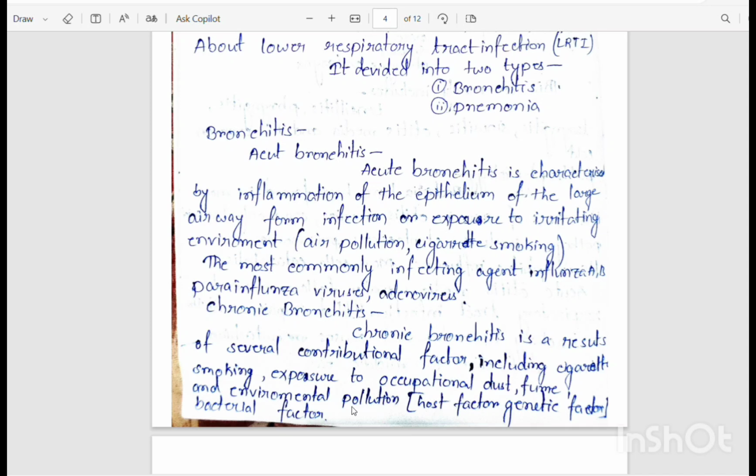Nowadays everyone cuts trees for money and the environment is polluted. The carbon dioxide level is increased and the oxygen level is decreased. This way our environment is polluted, and chronic bronchitis takes place, especially in urban areas like cities. There are also host factors, like genetic factors.